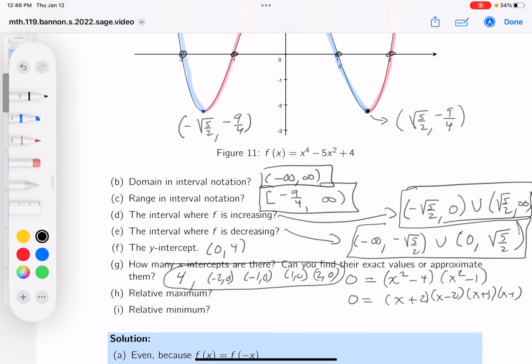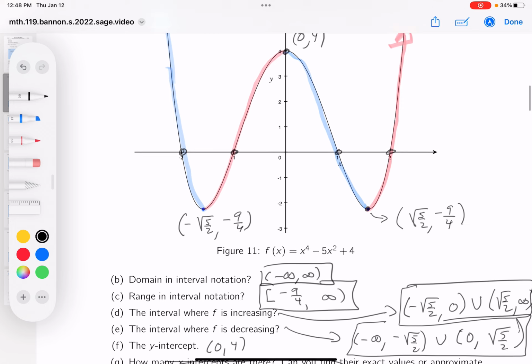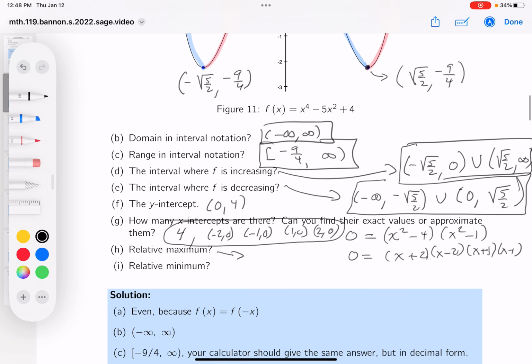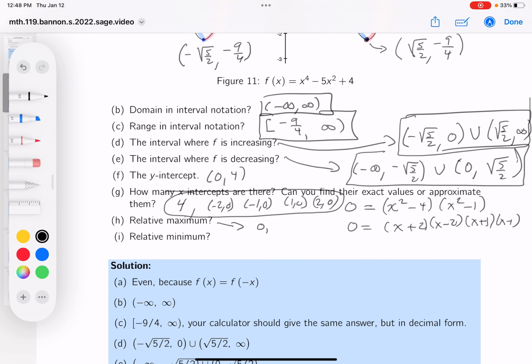What's the relative maximum? Well, I'm looking at it. The relative maximum is this point over here, so I'll say 0, 4. What's the relative minimum? There's 2 of them. I'll write them down for you. And the other one's going to be the root of 5 halves, minus 9 quarters.